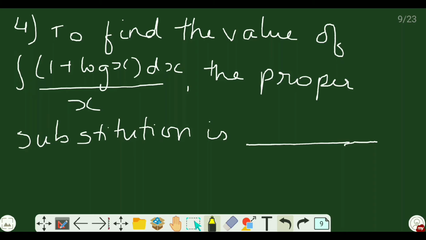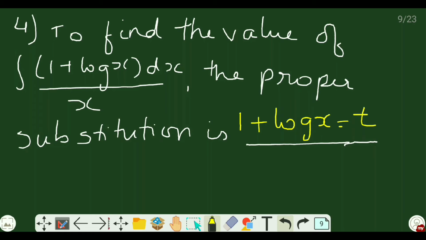Okay. Now we go on to the fourth sum. Fourth, fill in the blanks again. Now to find the value of the integral of 1 plus log x upon x dx, the proper substitution is dash. Now what I am going to do is give you the substitution. The answer is actually 1 plus log x. We put 1 plus log x. It's a substitution method, as you have guessed by now. It is 1 plus log x is equal to t.